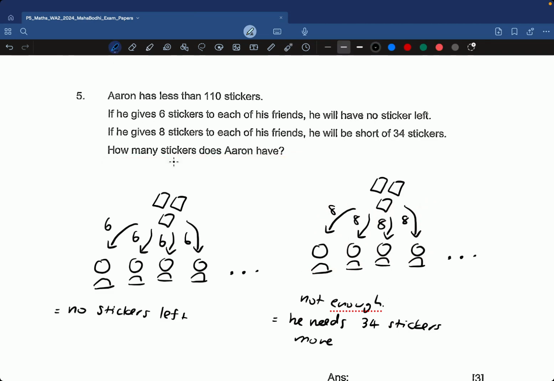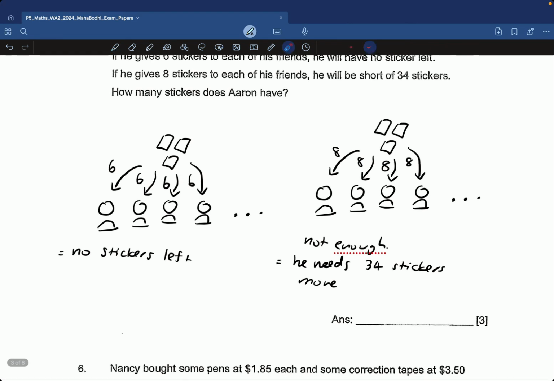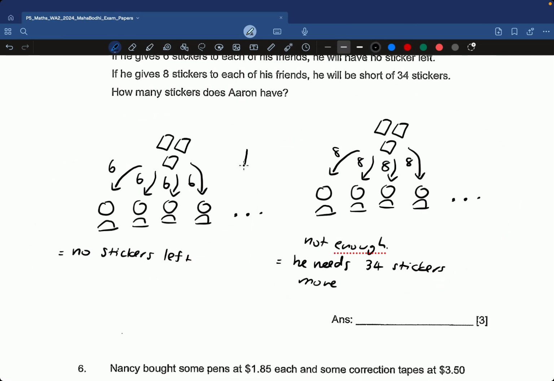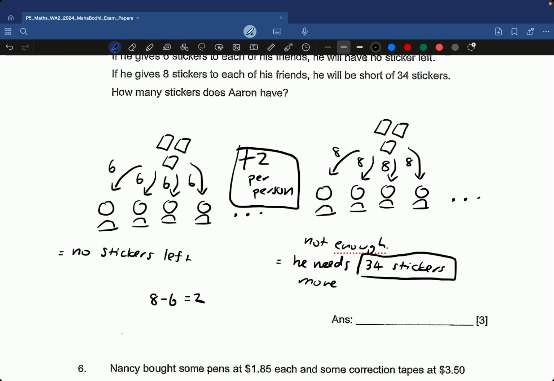So since we know this, the only difference between before and after is that we add 2 per person, because 8 minus 6 is equal to 2. Adding 2 per person makes 34 stickers short, which means we need 34 stickers more, so we can divide. 34 divided by 2 means we have 17 friends.